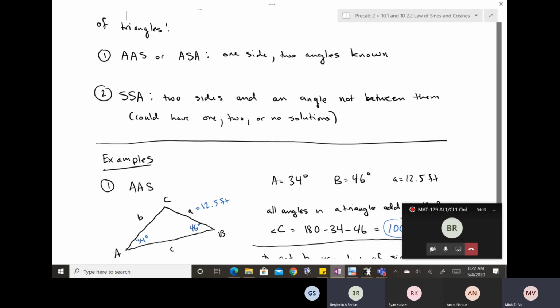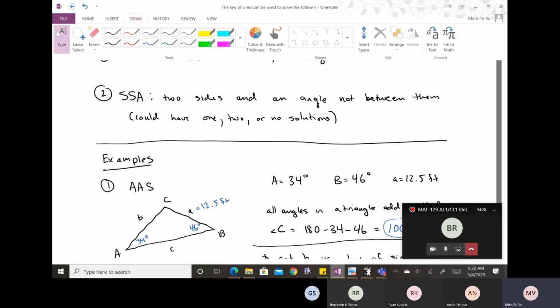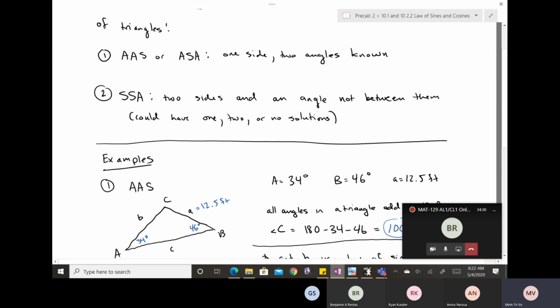So the reason is because typically in these problems you have incomplete information, right? And you'll run into a situation where there's two possible triangles that can have the same information. So what do I mean by this?